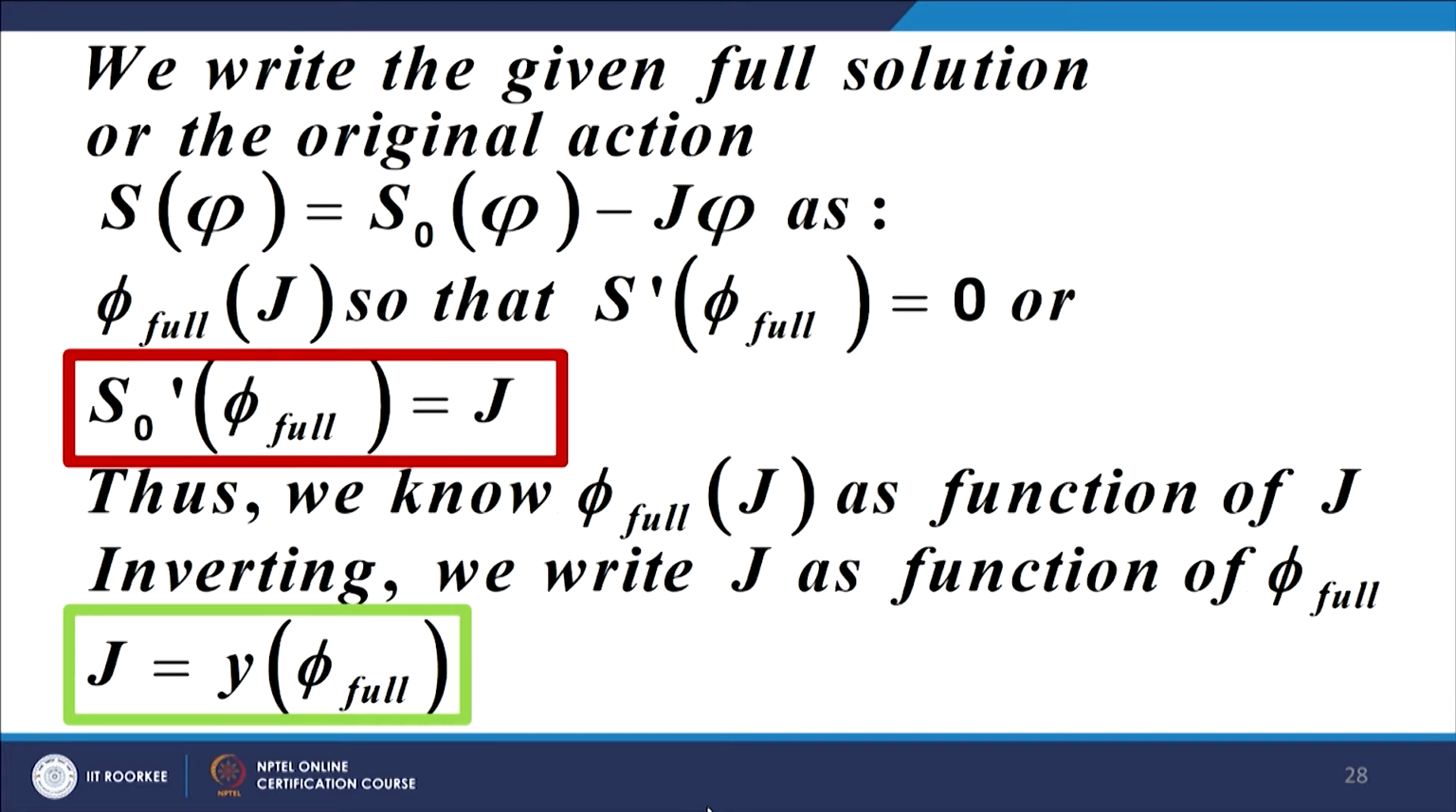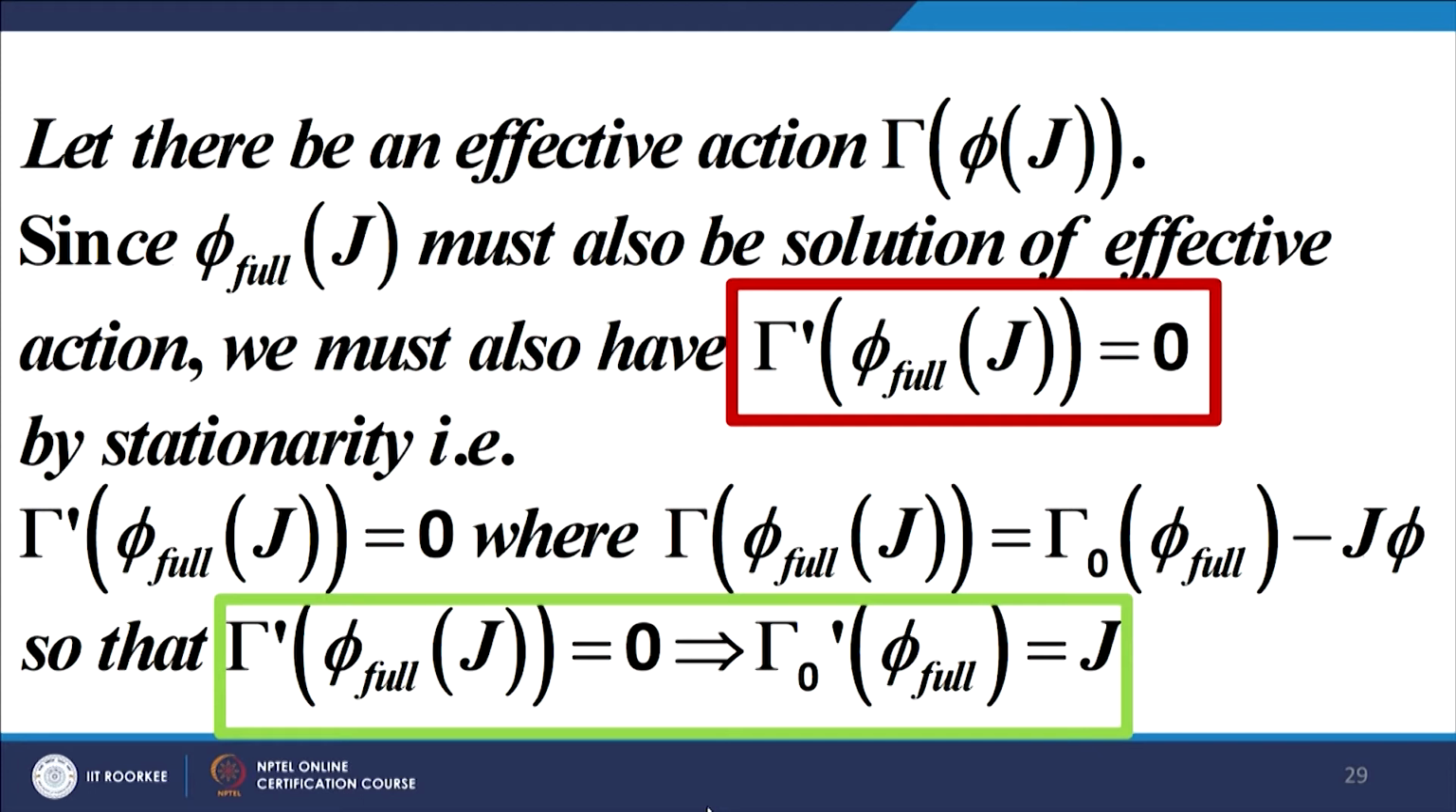Therefore, knowing the expression given in the red box, which expresses phi full as a function of j, we can invert it and we can express j as a function of phi full. Let it take the form given in the green box. Now, we want to obtain an action gamma phi of j such that phi full of j is the classical solution of gamma phi of j.